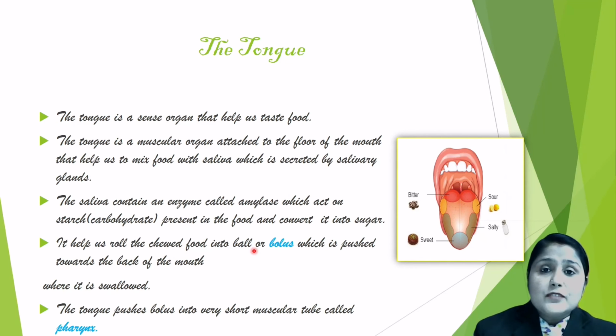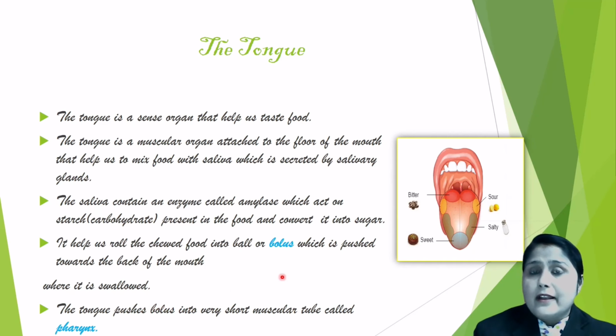Saliva mixes with the food and it gets converted into a ball-like structure called bolus, which is pushed towards the back of our mouth where it is swallowed. So the tongue pushes the bolus into a long muscular tube called the pharynx.